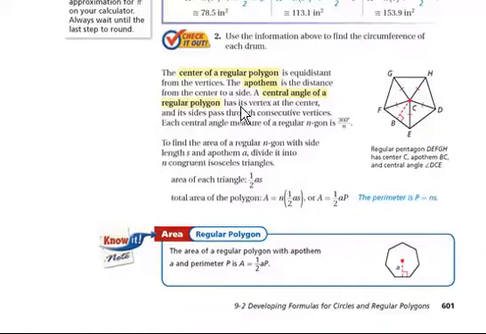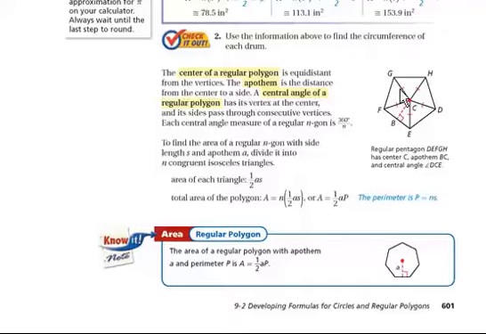And then a central angle of a regular polygon has its vertex at the center and its sides pass through consecutive vertices. So a central angle has its vertex at the center, so we're talking about the center of the polygon, and its sides pass through consecutive vertices. Consecutive means in a row. So for example, GH, we're talking about this angle right here. This is the vertex of the angle, would be the center, and then we're going out to each vertex of the polygon.